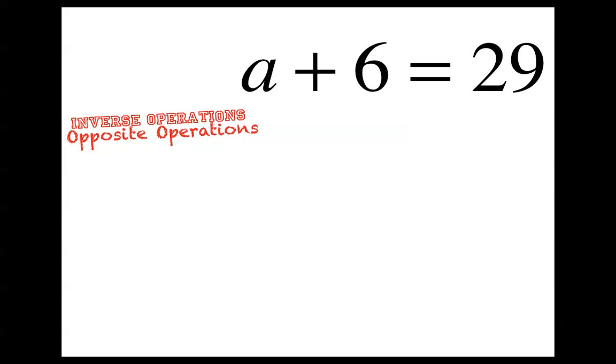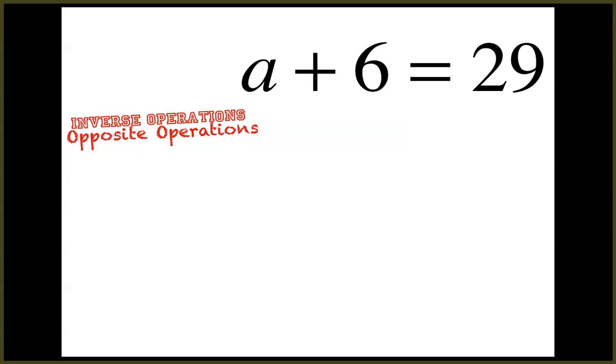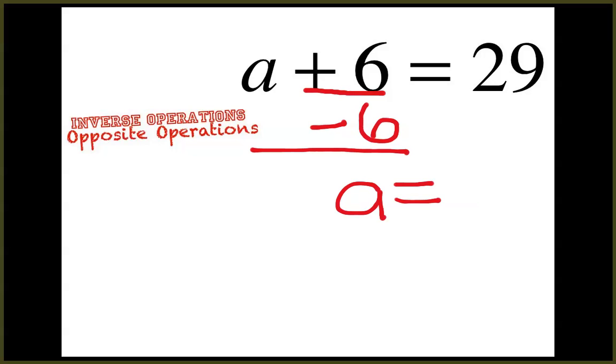Okay? Notice I have a plus 6 right here. What's the opposite of plus 6? What's the inverse of plus 6? Minus 6. What's 6 minus 6? 0. So this is really a plus 0, which is just a. Do you see how doing the inverse operation is going to help me solve for what a is?